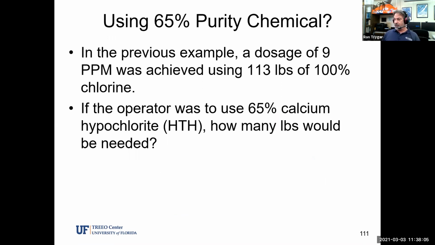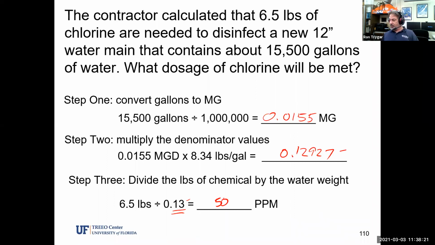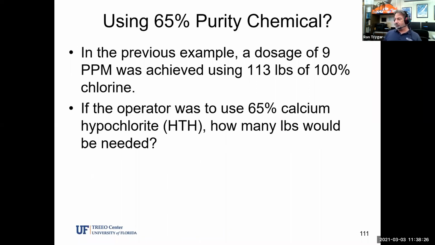In the previous example, a dosage of 9 parts per million was achieved using 113 pounds of 100% chlorine. So what if we're using 65%? Where did we go with this? What if we used a dosage of 9 parts per million to achieve 113 pounds of 100% chlorine? If the operator was to use 65% calcium hypochlorite, how many pounds would actually be needed?